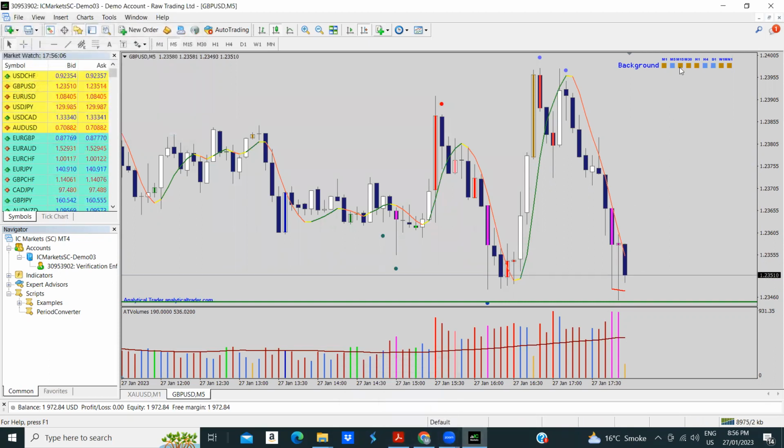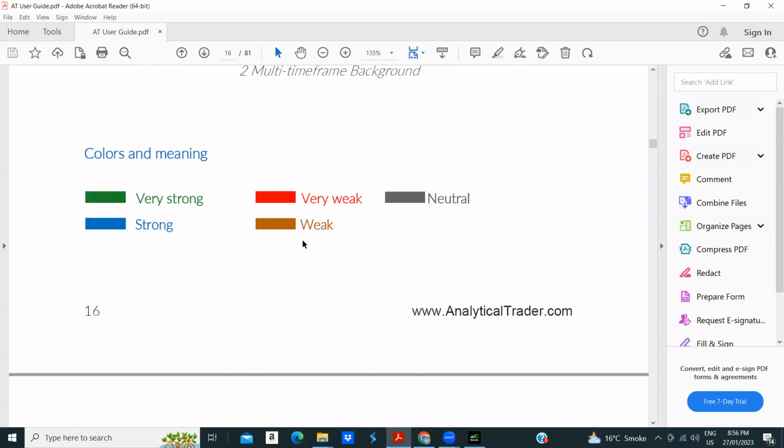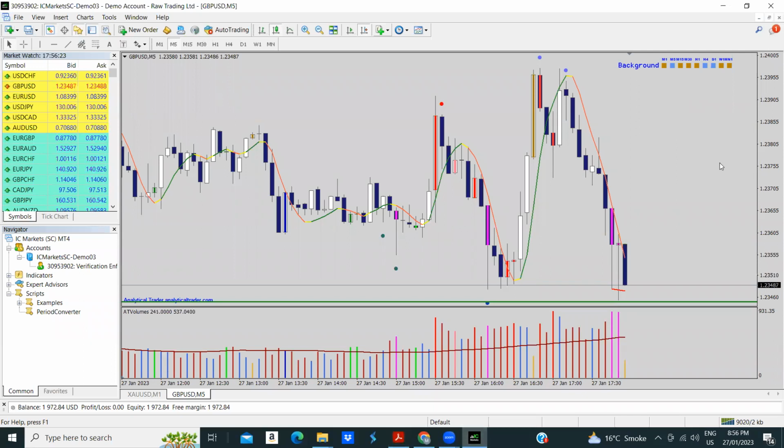Now here is the major background on the 15-minute time frame, because we are on a 5-minute time frame. As I told you, it's weak. Weak means bearish. 15-minute time frame, bearish. 30-minute time frame, bearish. H1, bearish. H4, bullish. Okay. So it means it will be bullish somewhere around here at the bottom.